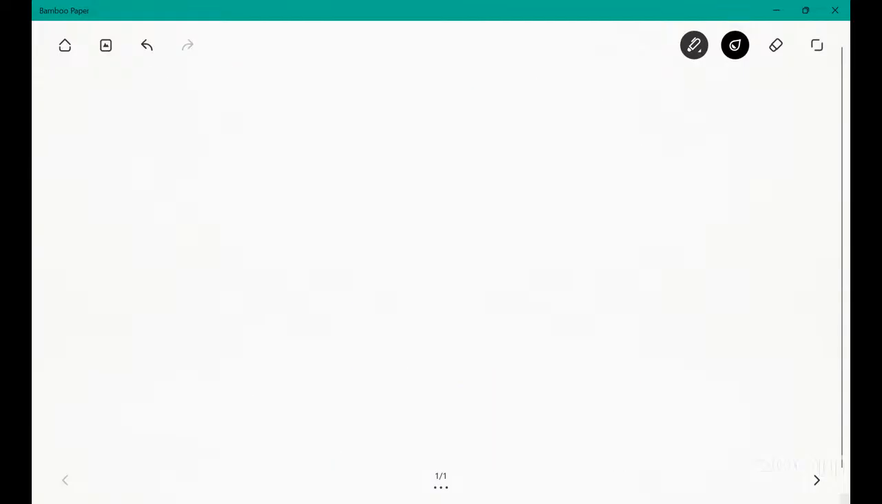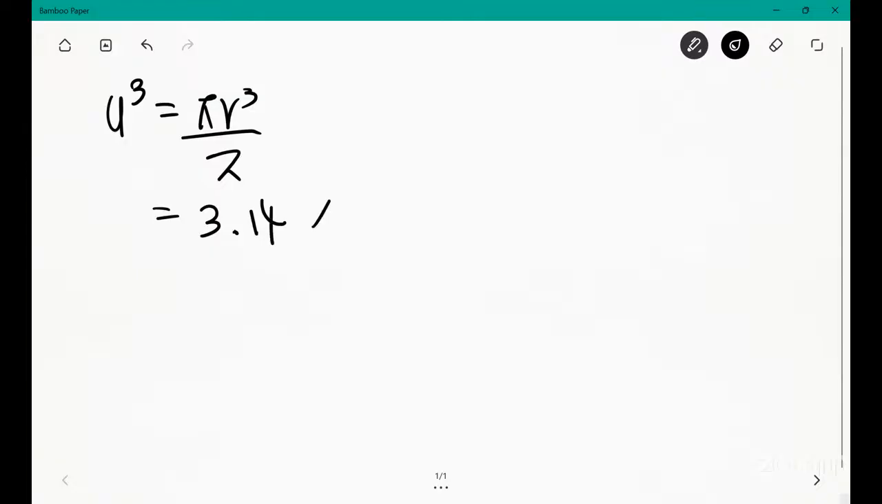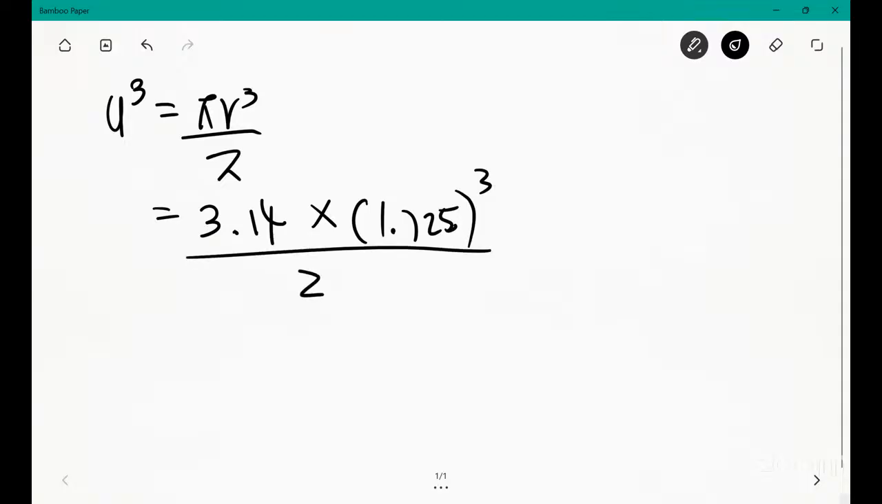Okay, so then the next part is using logarithms. You'll have to work out the value. So they are saying, so a cube is equals to pi r cube over 2. And they are telling us to take pi as 3.14 into r cube. They're saying r is 1.725. So these values they have given you over 2.